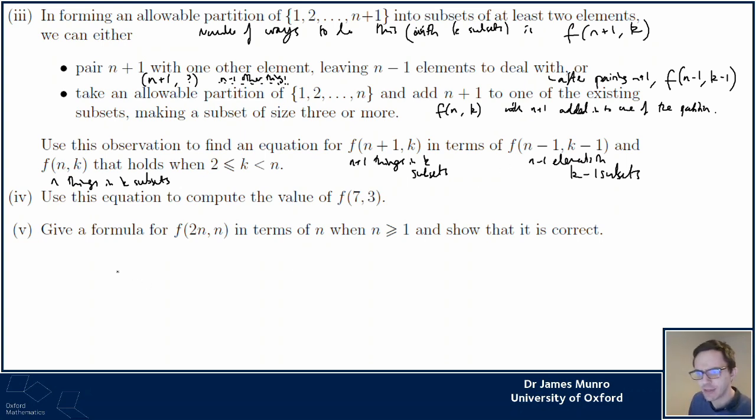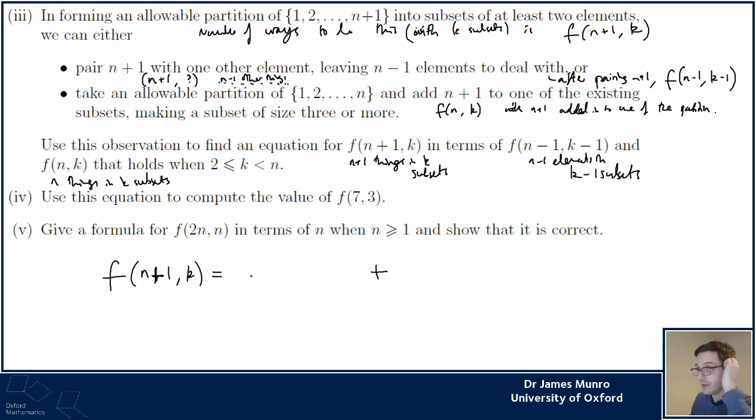Okay, let's try and count the number of ways altogether then. So I'm going to write f of n plus 1, k, that's the thing we're counting. And my choices are to either do the thing in the first bullet point, or totally separately, I could do one of the things in the second bullet point. So I've got two cases, first bullet point, or some extra options from thinking about the second bullet point. So I'm going to have two things added together.